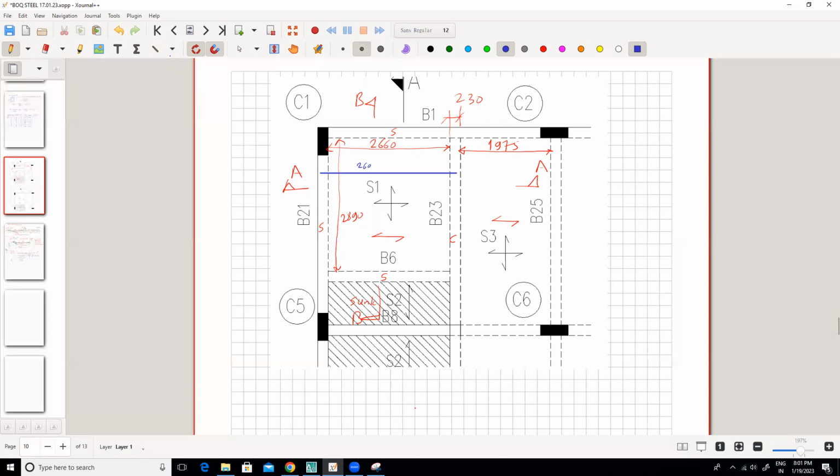2600 plus ये वाला 230 minus cover 20 plus ये वाला 230 minus 20. समझ में आ रहा है? So this is the distribution bar, which you can see in section BB. Section BB में देखा तो ये dots रहेंगे ना, distribution bars. And if you see the section A, then this will be your distribution bar. ये वाला. Correct. Getting this?